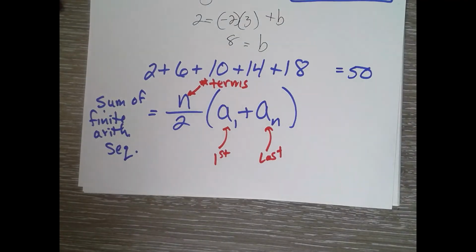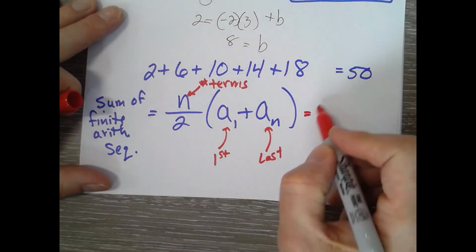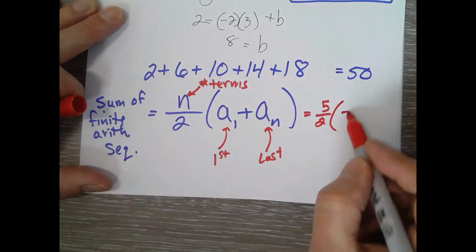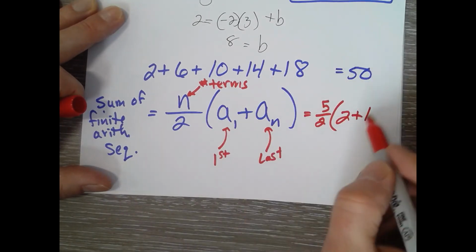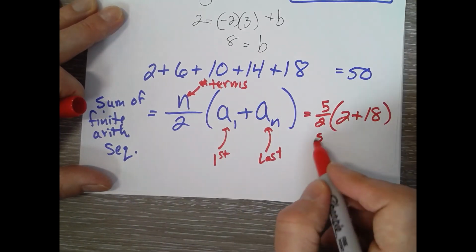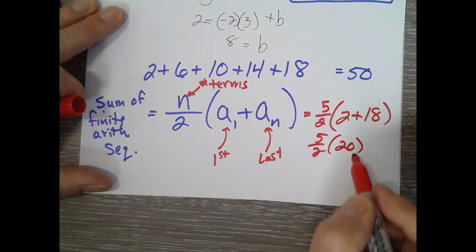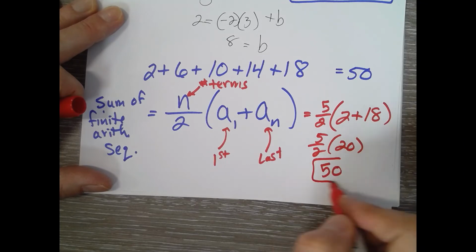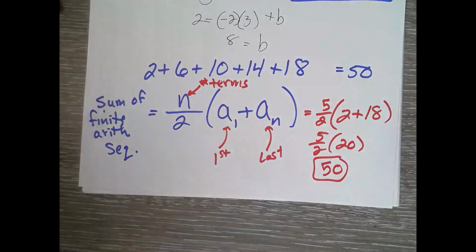So how many terms do I have in this one? 5 terms. Okay, so my n is 5. So I have 5 over 2 times my first one, which is 2, plus my last one, which is 18. So 5 over 2 times 20. 20 over 2 is 10 times 5 is 50. So using the formula, we get a sum of 50.